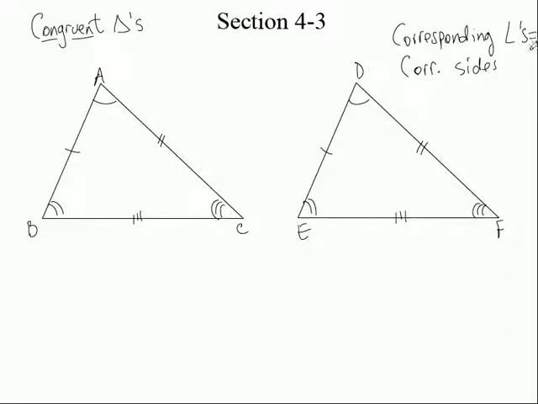So if the corresponding angles are equal and the corresponding sides are equal, then the triangles are congruent to each other. Does that make sense? Yeah. All right, so there you go.